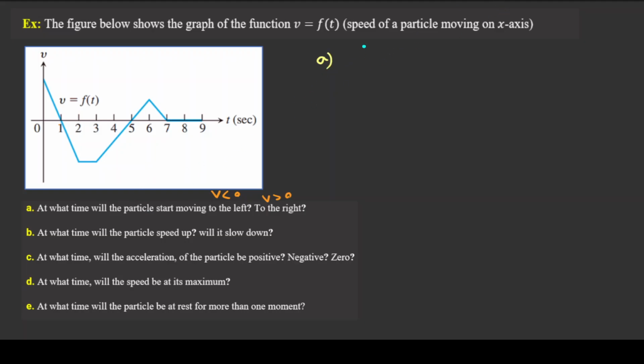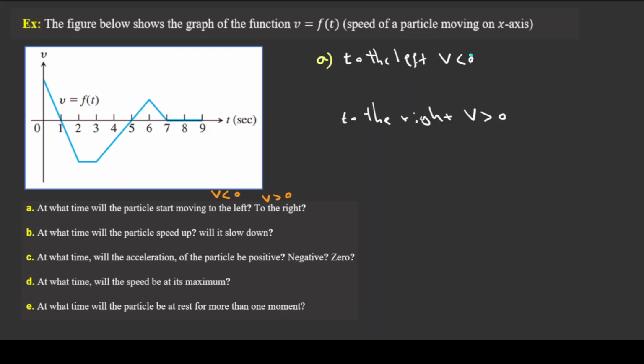Okay, at what time does the particle start moving to the left? I'm just going to write: to the left when velocity is negative, and to the right when velocity is positive.